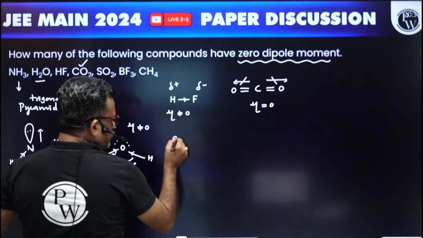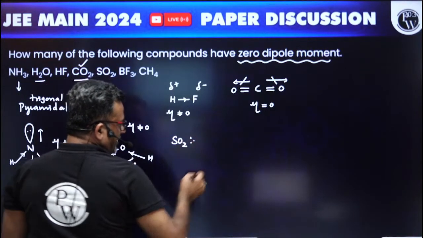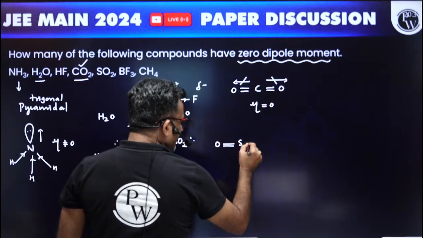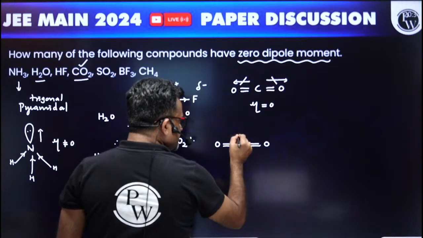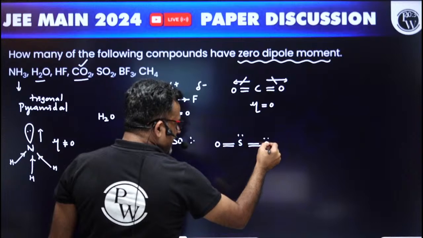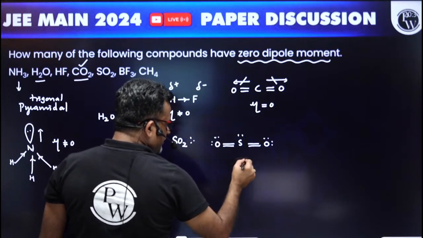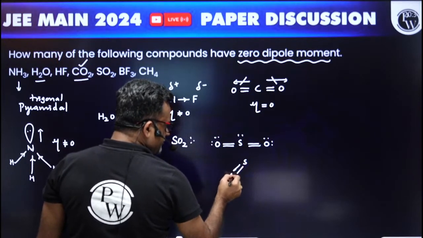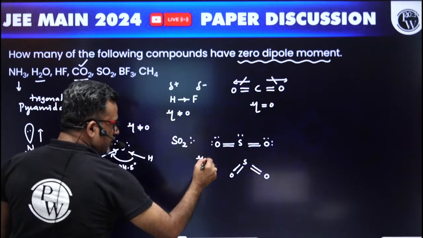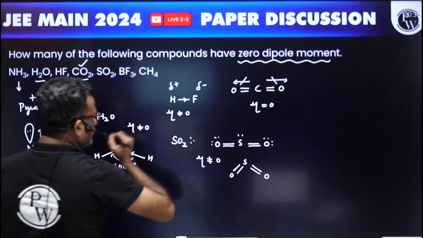Now coming to SO2, sulfur dioxide. In case of sulfur dioxide, we have a lone pair of electrons on sulfur, which will repel the electrons. As a result, this will also be a bent structure. Therefore, again, the dipole moment will not be able to cancel. Hence, the dipole moment is not 0.